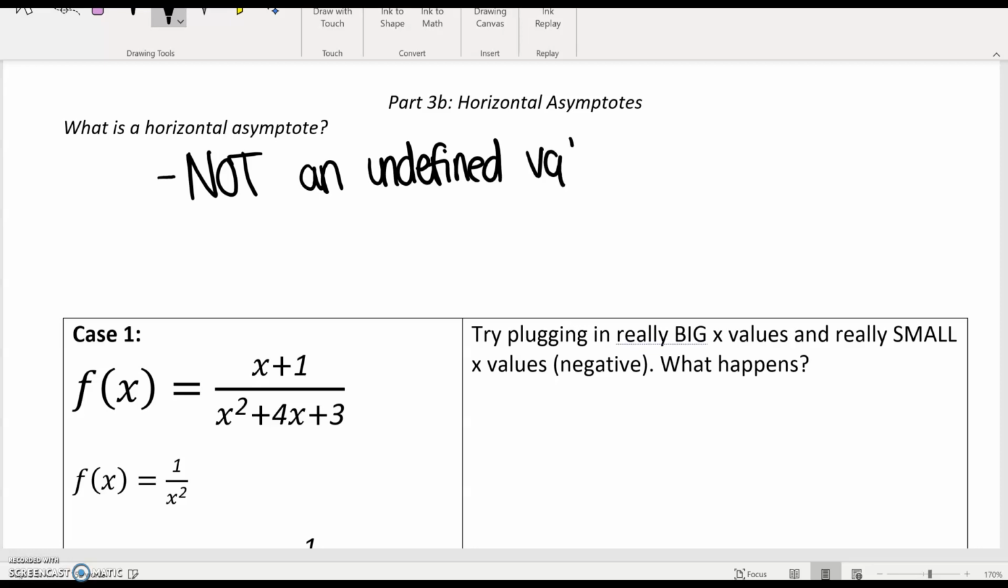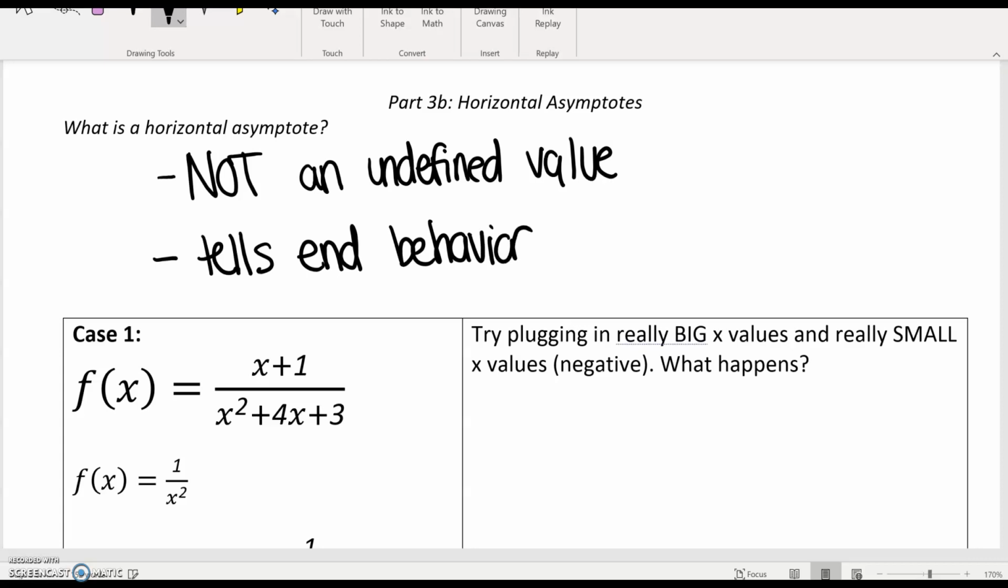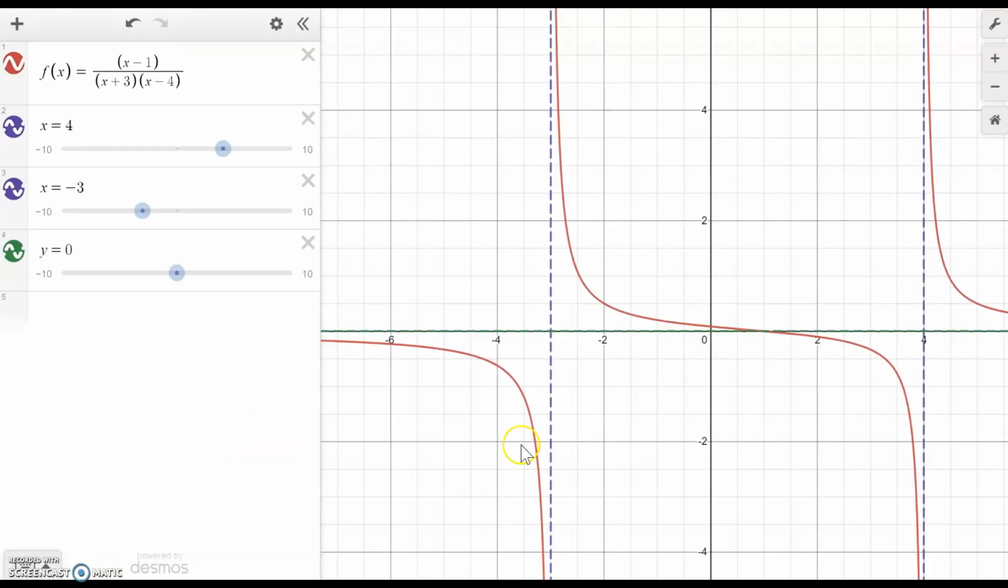So you actually can cross horizontal asymptotes, but the horizontal asymptotes will strictly help to tell you the end behavior of the function. Tells end behavior. Okay, so with that said, you can cross them. It's a little bit different, but the ends will still tend towards the horizontal asymptote, just like the ends approached the vertical asymptote. I want to demonstrate that by pulling back up this graph we were looking at before.